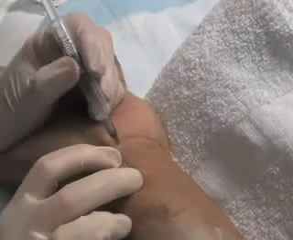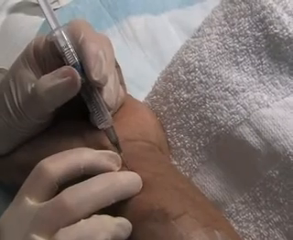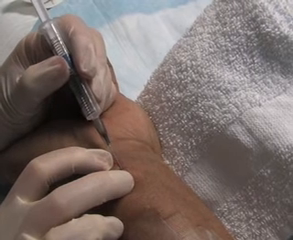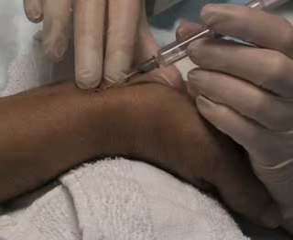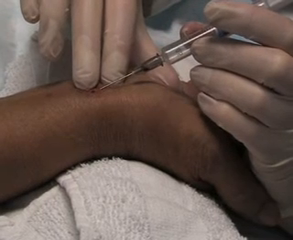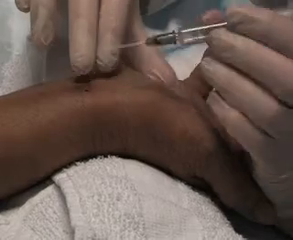The most common technical difficulty associated with radial arterial puncture for arterial blood gas analysis is failure to obtain a blood sample because of vasospasm, or obtaining venous instead of arterial blood. If vasospasm is suspected, abort the procedure and reattempt it on the other wrist.